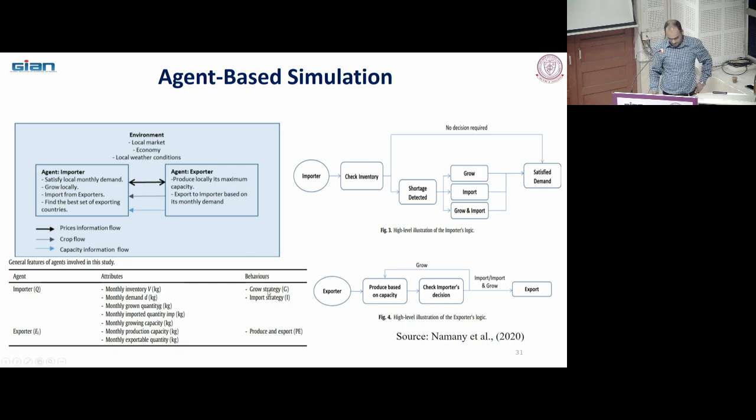Strategy, you can say growth strategy, import, you can understand here. Importer means UK, US, whichever countries are importing. What do they do? They check their inventory stock and there are two options. If inventory is sufficient to satisfy their demand, no decision is required. If they detect some shortage in inventory stock, they have three options: grow, import, or grow and import. Grow means locally grow, and then they satisfy the demand. So this is the high level illustration of the importer's logic.